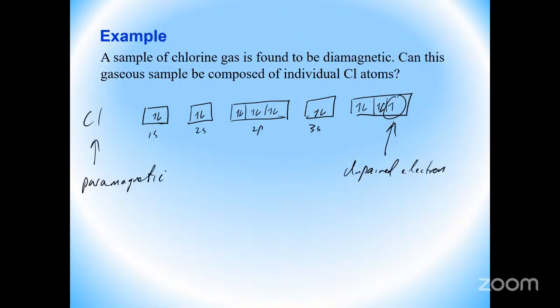But the question says that chlorine is found to be diamagnetic. So what does that mean? That means that the chlorine gas does not comprise chlorine atoms. Instead, it is comprised of, and you all should know this by now, chlorine molecules, which will be Cl2. So the chlorine molecules will be diamagnetic, but the atoms themselves will be paramagnetic. Since we know that chlorine is diamagnetic, we know that chlorine does not exist as atoms. It exists as diatomic molecules. So that's basically the answer to that particular question.